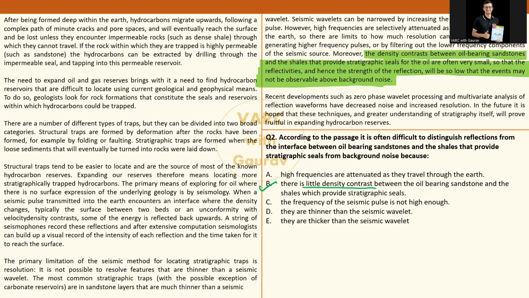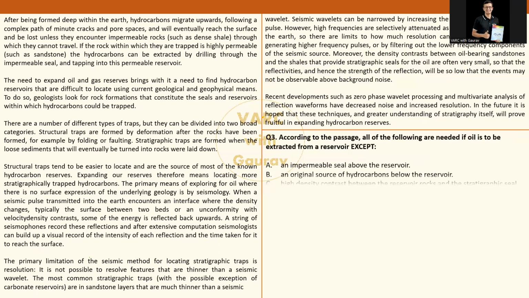ठीक है. So although this question may feel daunting to some people, you simply need to remember कि ये जो keywords हैं, shales that provide the seals, oil-bearing sandstone, you just need to remember कि ये words कहाँ आए थे, and you can just go back to the passage, read that part again and get the answer. Okay, very straightforward, detail oriented question, no heavy lifting.